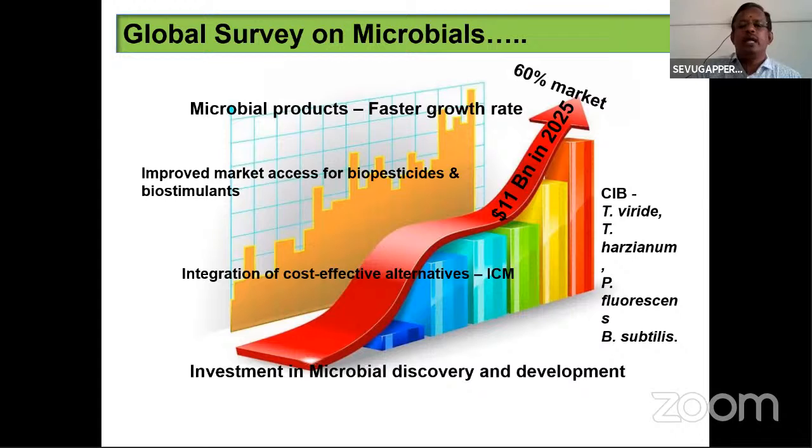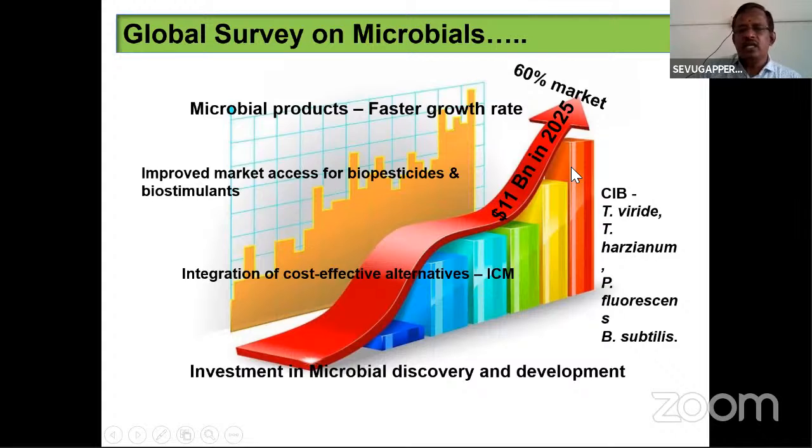So the message that I would like to give through this presentation is, if we have one better microbe in our hand, definitely the microbial product will grow at a faster rate, based on a recent survey made by an international concern. So the investment in microbial discovery and development is increasing, because of the integration of the cost-effective alternative. Everywhere these biocontrol organisms are going to be incorporated, and there is an improved market access for biopesticide and biostimulant, which is going to increase to $11 billion in 2025.